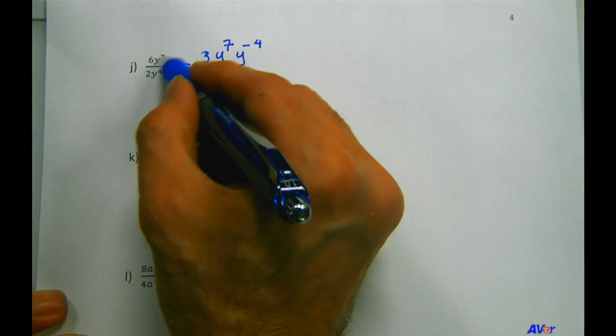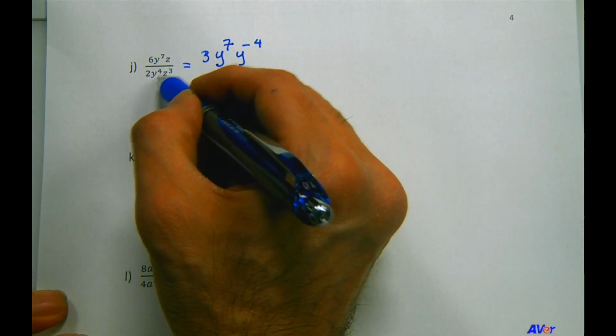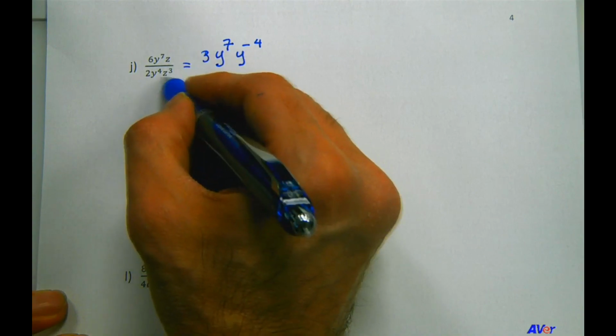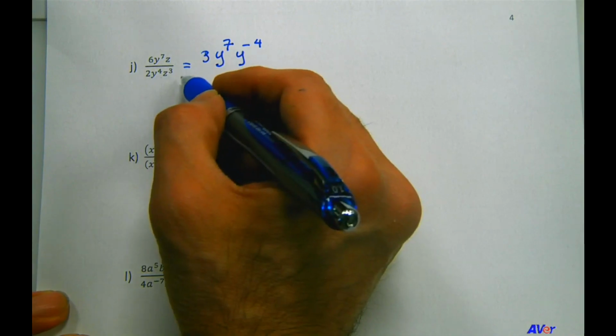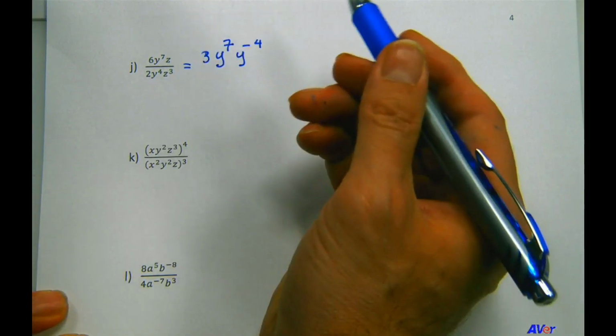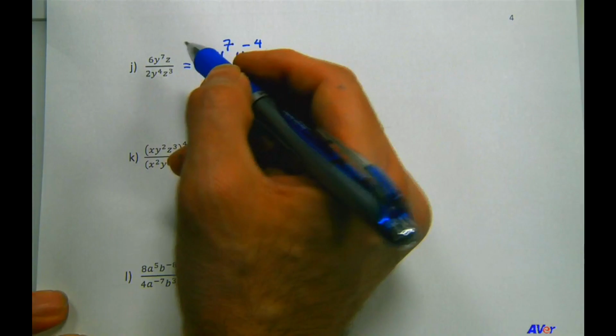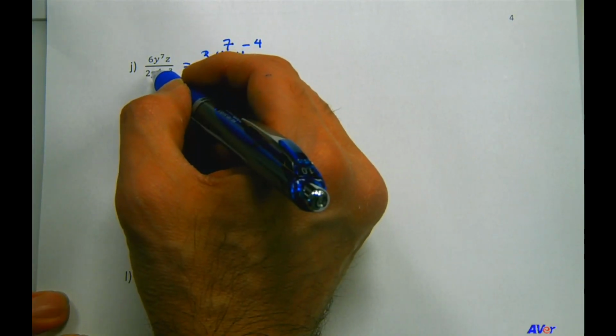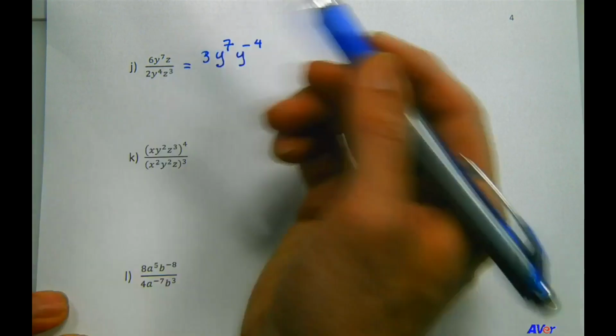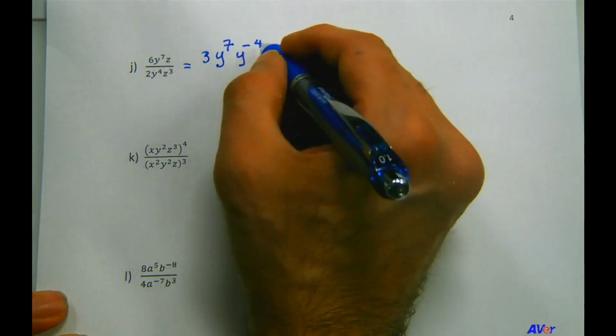Whereas if you moved y to the 7th down, you would have y to the 4th times y to the negative 7. And adding them, you would get negative 3 as the power. So you'd have to move that again. Okay, so this way, anticipating which way the power will be added to a positive number helps us reduce the work that we have to do to get the final answer.